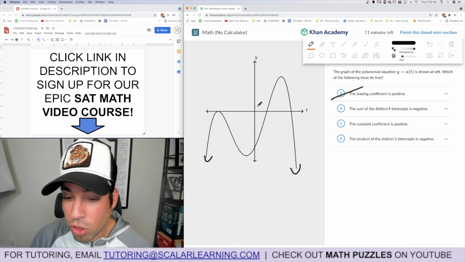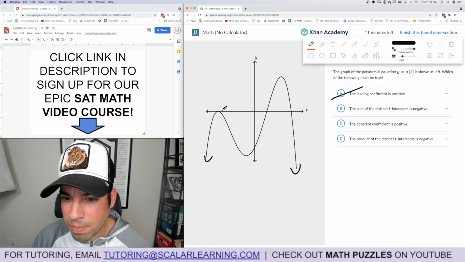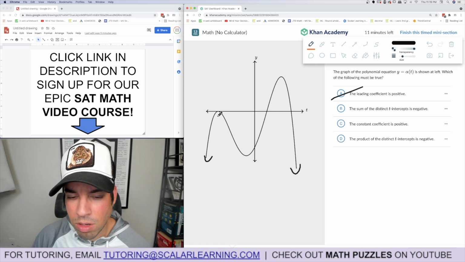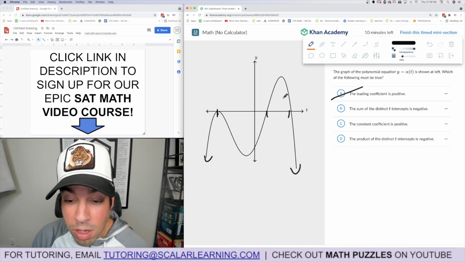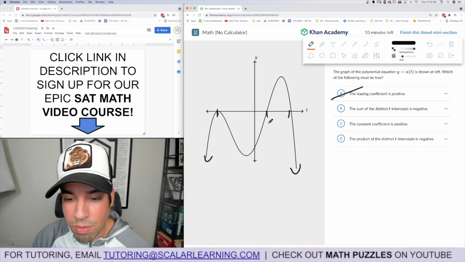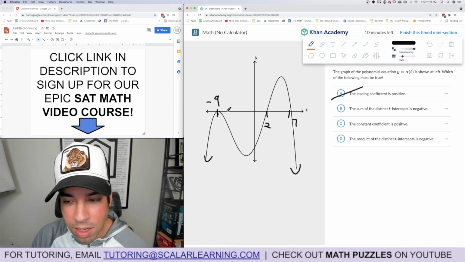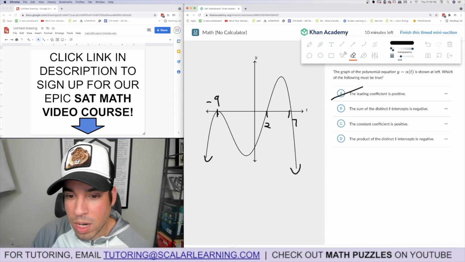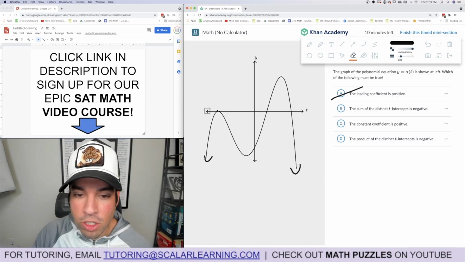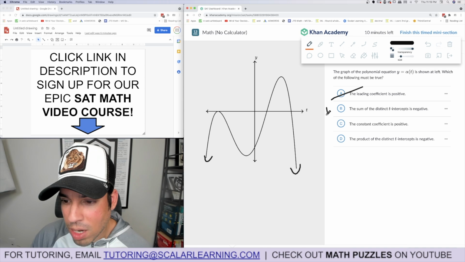The sum of the distinct t-intercepts is negative 0. Oh, sorry. I don't think so. Because this is a negative, this is a positive and a positive. It's hard to tell, but if you imagine this is like 2 and this is like 7 and maybe this is like negative 9, that was just random, it works out to 0. I don't think we have enough information for that. I'll flag that, but I don't think so.